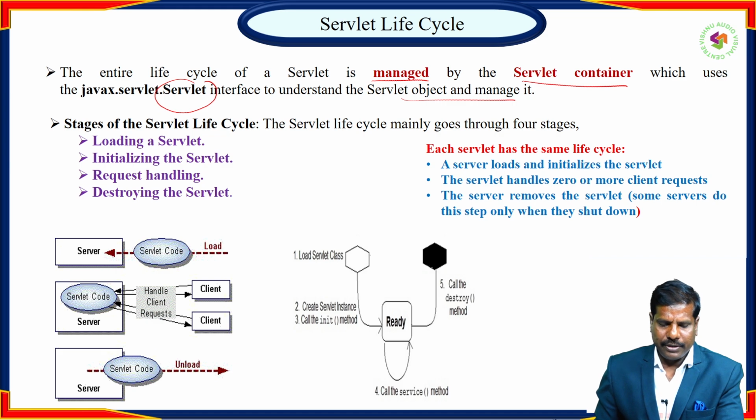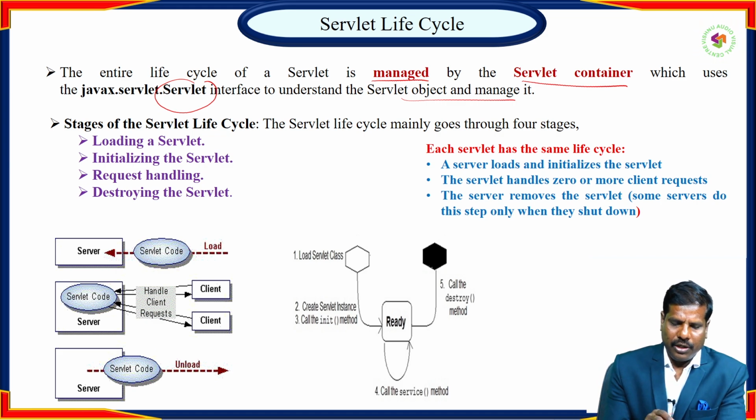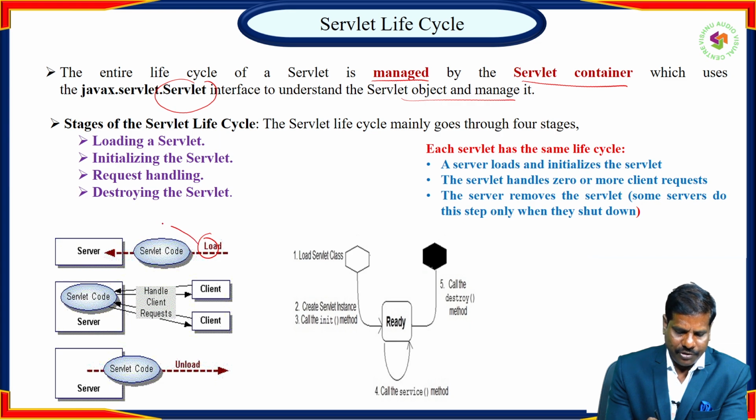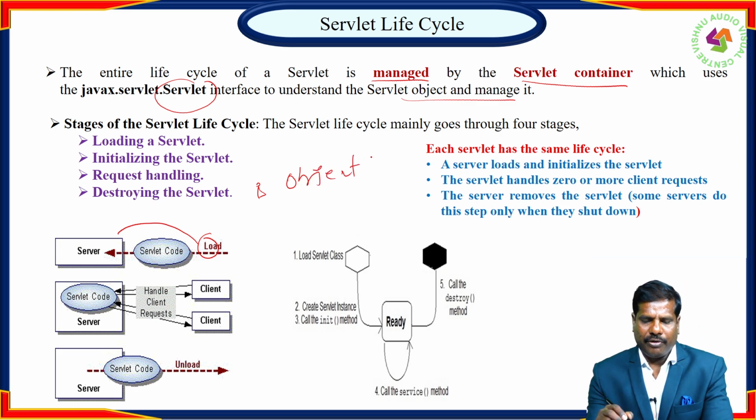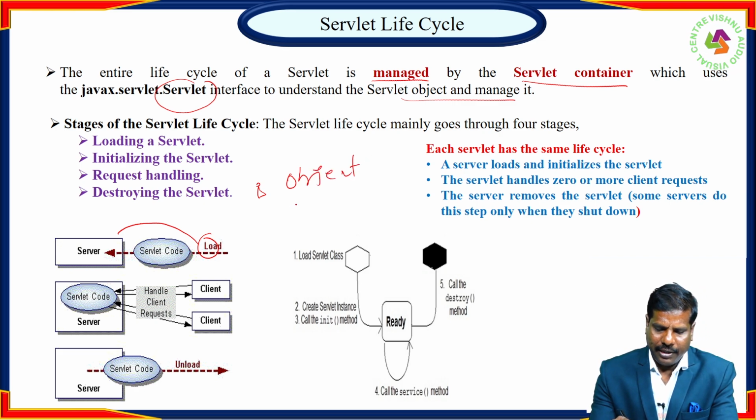So we have 4 steps. First one is loading the servlet. First load the servlet. This is the first step. And the second step is, after loading, the servlet creates an instance of that class, that is, an object. After creating an object, automatically the init method will be invoked.